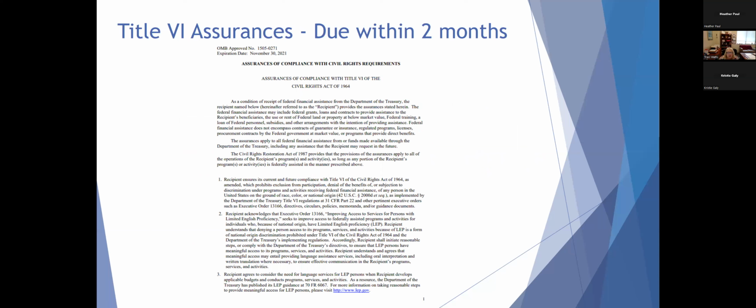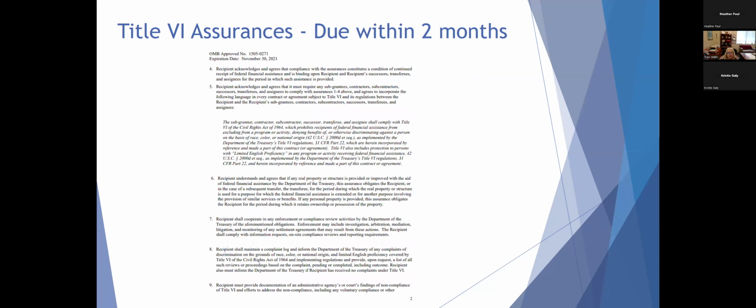The Title VI assurances document is due within 2 months. You would sign this document. There are a couple of items that I want to bring to your attention. Number 3, the recipient agrees to consider the need for language services for LEP, which is limited English proficiency persons, when you develop applicable budgets and conduct programs, services, and activities. And there is a link in the form, www.lep.gov, where you can gain information about LEP and developing a language access plan and what is needed.